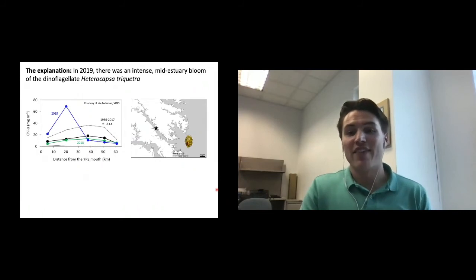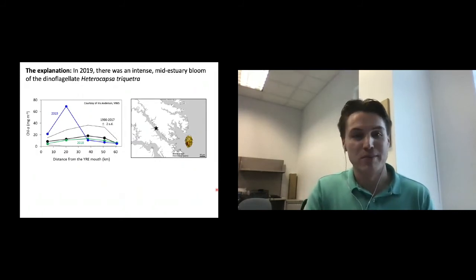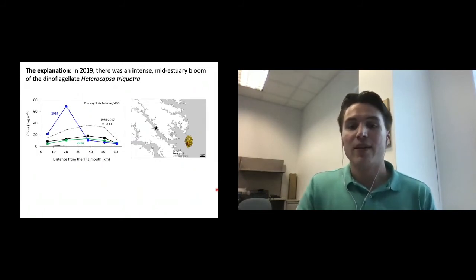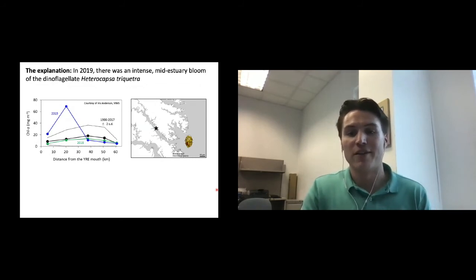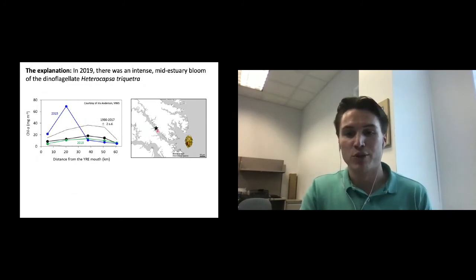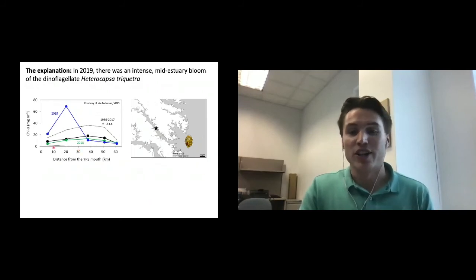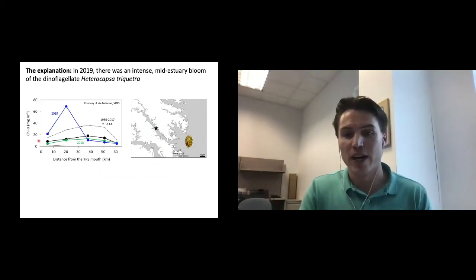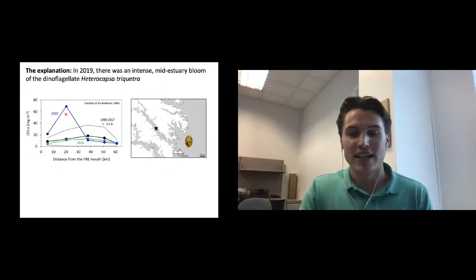Secondly, we can look at the occurrence of a spring phytoplankton bloom. So in 2019, there was an intense bloom of the dinoflagellate Heterocapsa that occurred mid to down estuary. And the approximate location of that bloom is indicated by the black star here. And this plot on your left is showing you evidence of this bloom using chlorophyll A concentrations that were measured along the estuary. And you can see that 2019 concentrations far exceeded the long-term average that's shown by the black line.